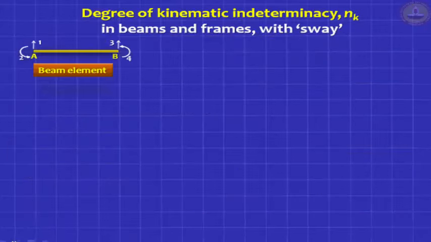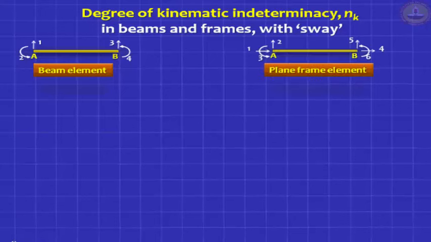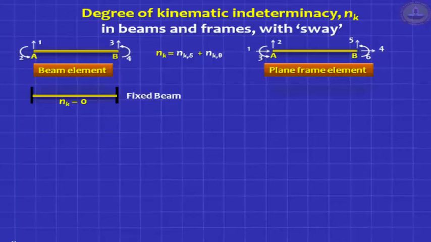Now let's look at some examples. This is where we start, a beam element, and that's a frame element. A frame element is different from the beam element in that it has also axial degrees of freedom. Let's take a fixed beam. The fixed beam is strangely something that is statically indeterminate, but is kinematically determinate because we are only interested in end displacements, joint displacements in kinematic indeterminacy.